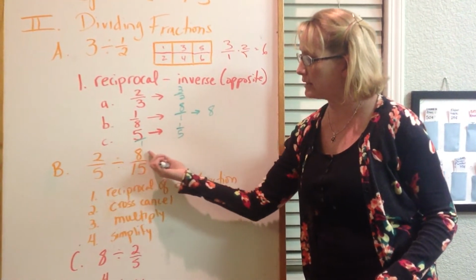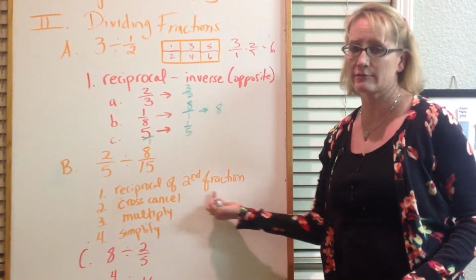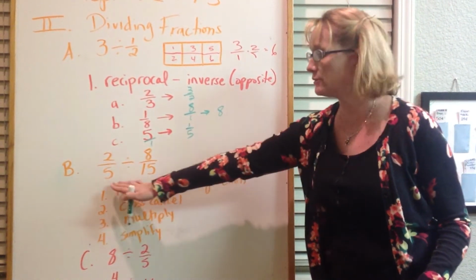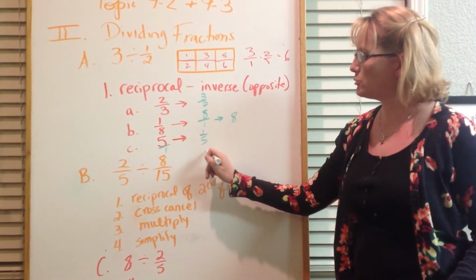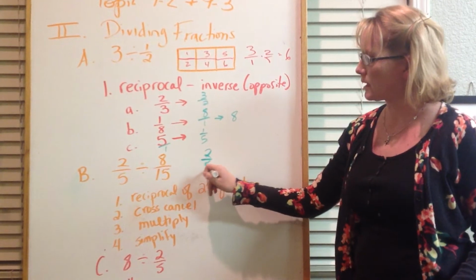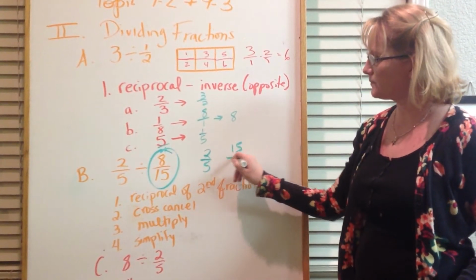2/5 divided by 8/15. Our first step is to find the reciprocal of just the second fraction, just the second one. You leave the first one alone, just like we left the 3 alone. You leave the first one alone. So our new problem says 2/5, and we're going to find the reciprocal of our second one, 15 over 8.